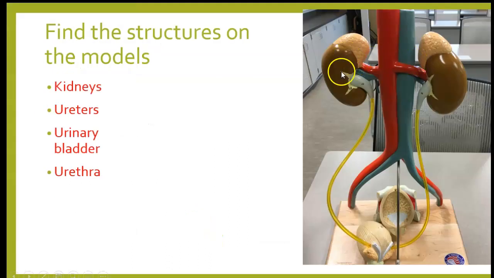If you're looking at a model, here are your kidneys. Like I said, this is your adrenal gland, something we'll get into when we talk about the endocrine system, but here's your kidneys. Here is your ureter, carrying it down into the sac right here, which would be your bladder. And then this tube right here at the very bottom, you can barely see it, would be your urethra. So again, carrying that fluid out of the body.